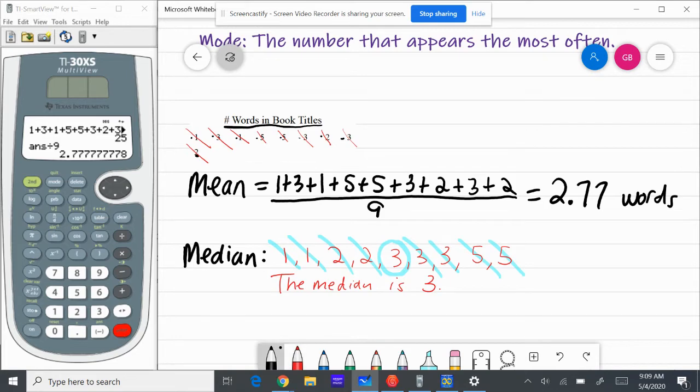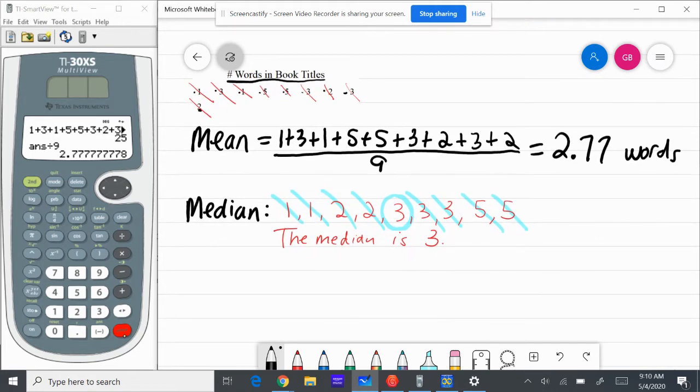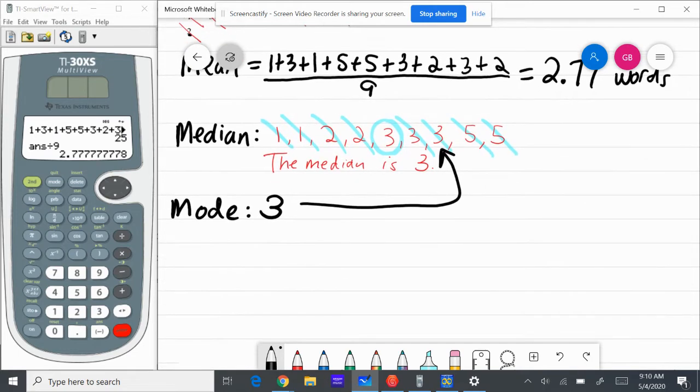And finally the mode. The mode is the number that appears the most often. So it's kind of nice doing the median first because you arrange the numbers from least to greatest. There's 2 ones, 2 twos, 3 threes, and 2 fives. So the number that appears the most often is 3. Okay? The one that appears the most often. All right, let's do another example.